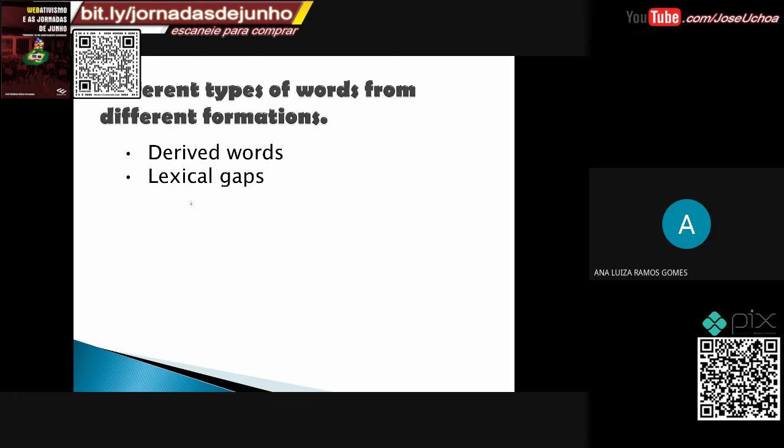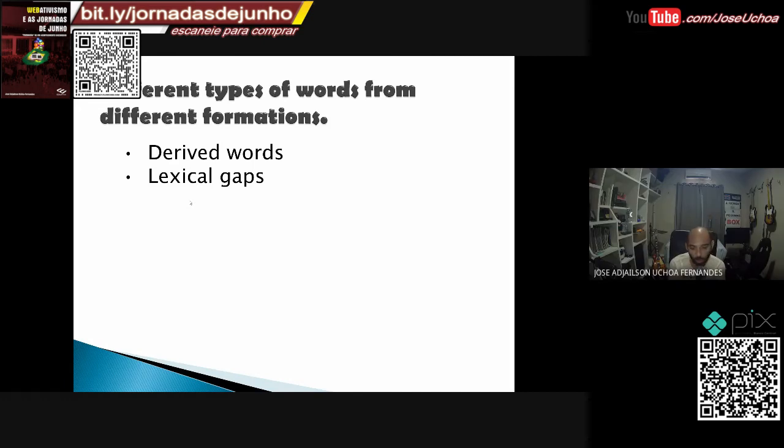A gente estava vendo, por exemplo, as crianças que fazem a flexão do verbo seguindo o padrão regular, né? Eu não vou dar um exemplo, mas acho que devo entender mais ou menos o que seria. O verbo poder, por exemplo: eu podo. Isso. O verbo saber.